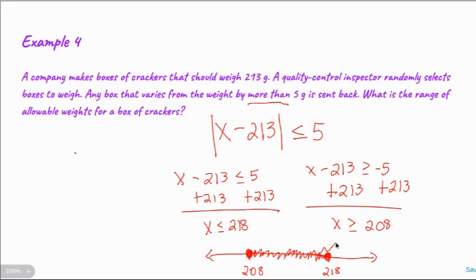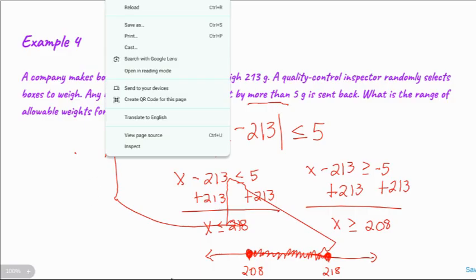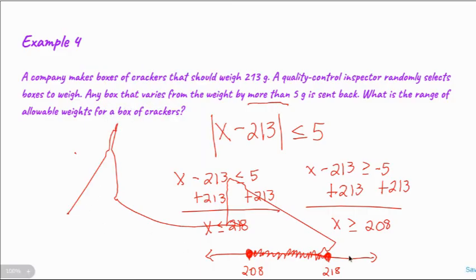So 208, 209. We'll just leave it. That's fine. 209, 210, 211, all the way up to 218. If we get 219 or 207, it's no good. Okay.